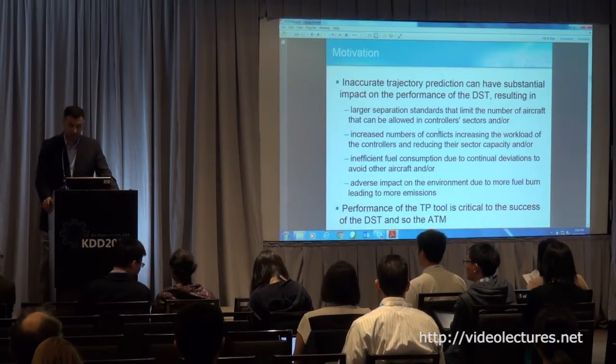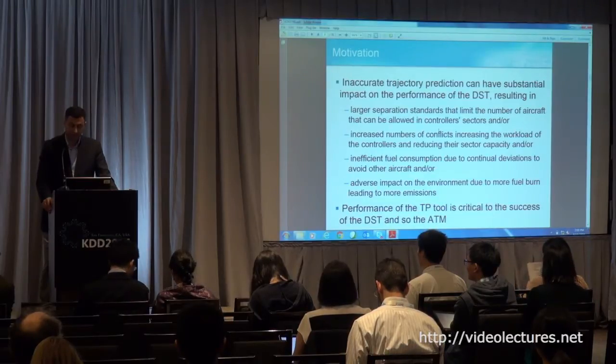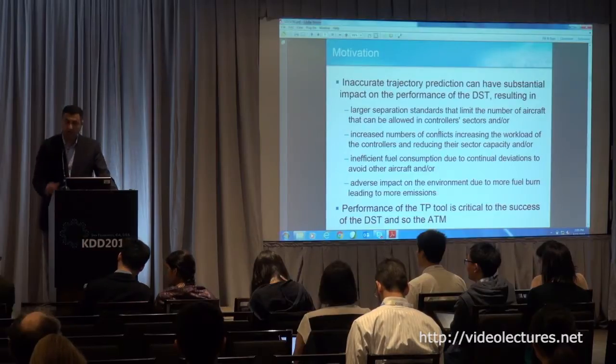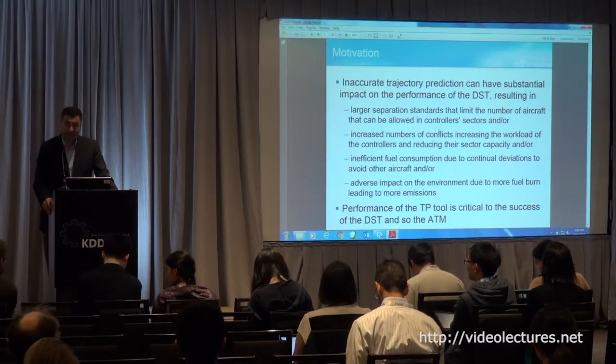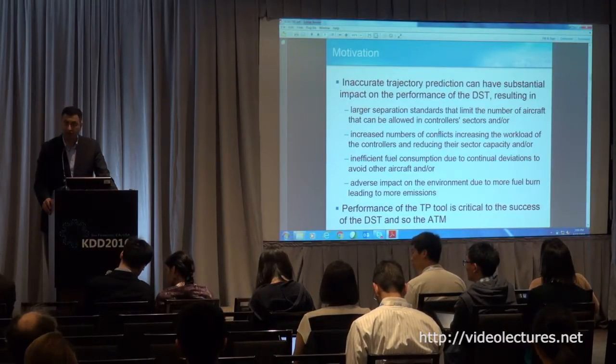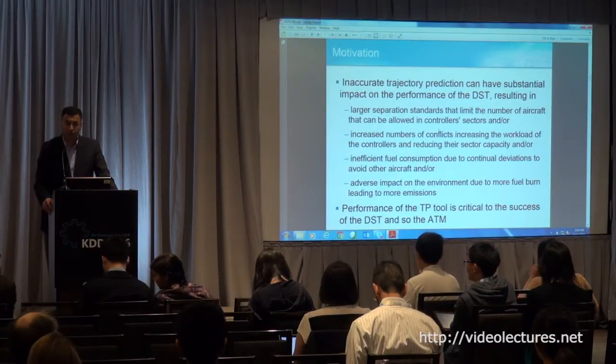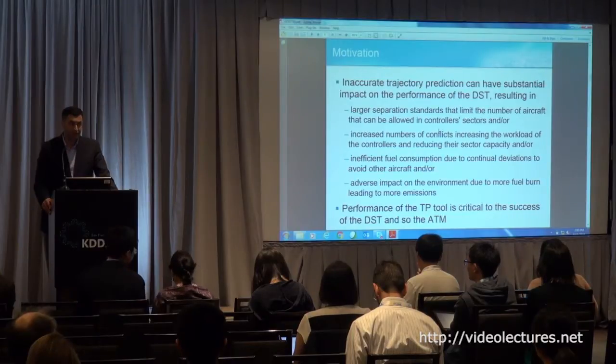If one ends up with inaccurate trajectory prediction, it would have substantial impact on the performance of DSD, which may result in larger separation standards, increased number of conflicts, inefficient fuel consumption, and adverse impact on the environment. And if you really take a look at all these potential outcomes, you would burn more fuel than necessary. You would jeopardize safety and security, and you would just increase the workload of air traffic controllers. So optimization is a really critical matter here.